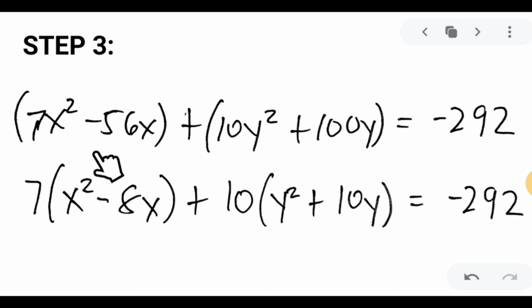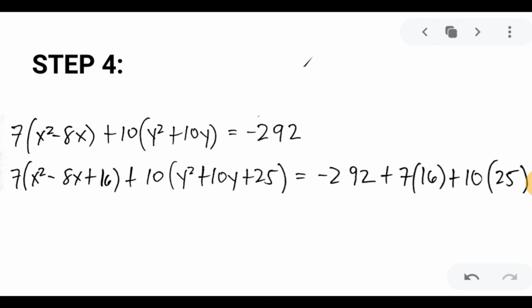And then step 3, you have to extract the common factor for each group. Here on the x group, the common factor is 7. That is 7 because if you multiply that, you will be able to obtain this answer. 7 times x squared, that is 7x squared. You have to factor out. And then 7 times 8x, that is negative 56x here. Then for this y group, the common factor is 10. If you multiply that here, 10 times y squared, you will have 10y squared plus 10 times 10y, that will be 100y. Okay, so this is the new equation that we have for step 3.